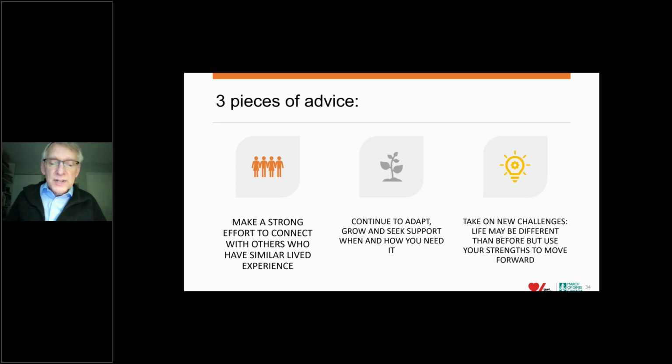Two, continue to adapt, grow, and find support when and how you need it. It's important to continue to grow and seek support for your own personal stroke recovery journey. My life may be different than before, but your strengths help to move you forward.